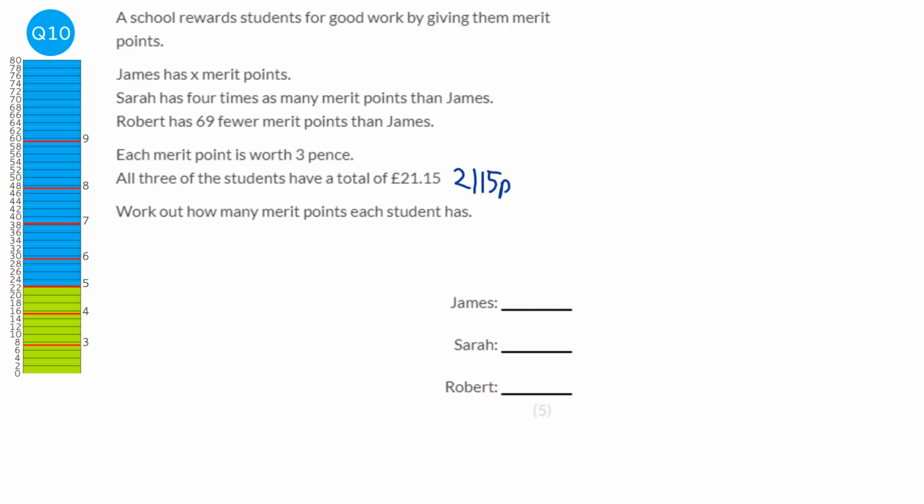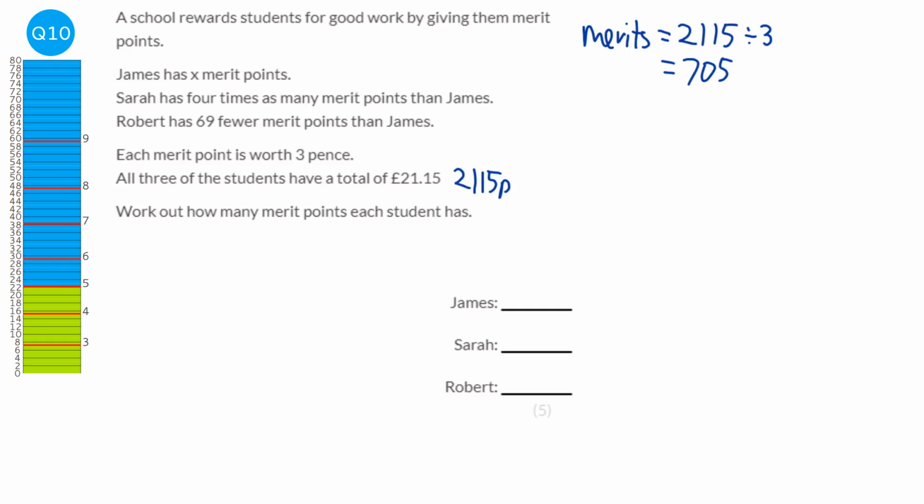And if each merit point is worth 3 pence, then we can work out the amount of merit points by doing 2,115 divided by 3. So that gives us 705. So there's 705 merit points.